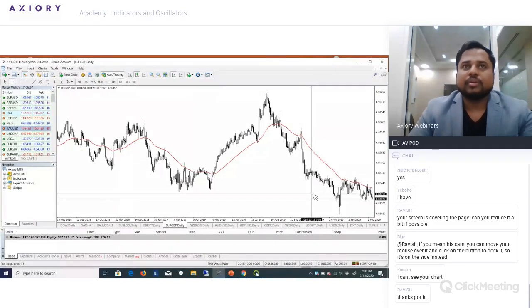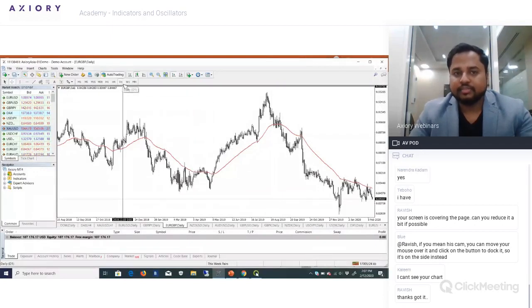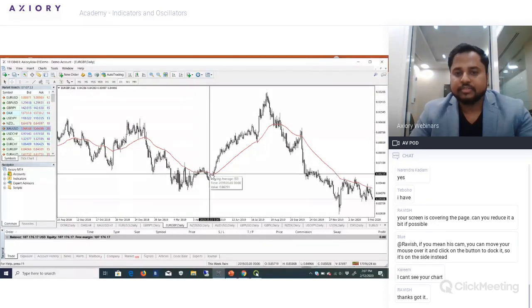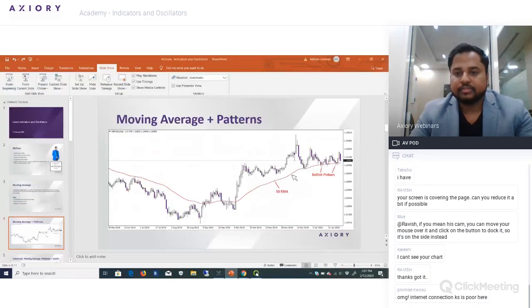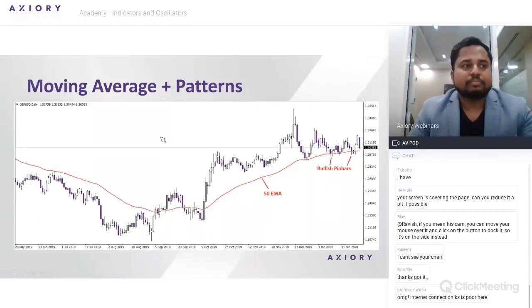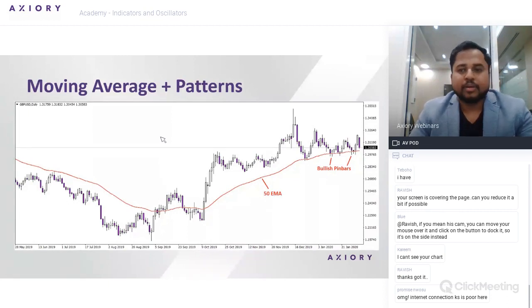Now I will teach you one easy technique you can use in your daily activities. Take the daily time frame and put one indicator like this. Hope you all remember the patterns we discussed in our previous sessions, the pin bars, inside bar stuff, right? You forgot?